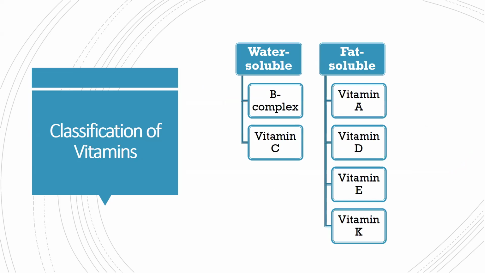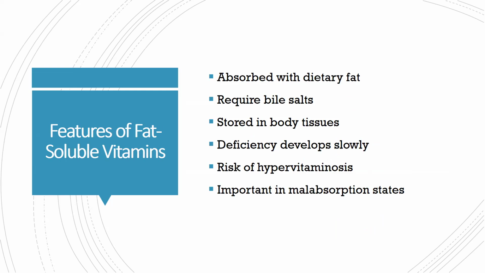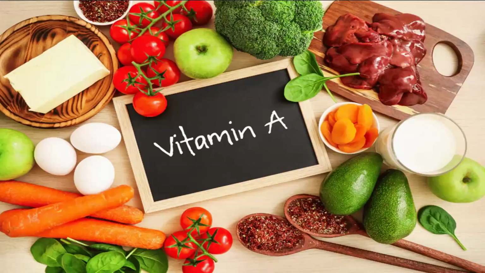So this is how we classify vitamins into the two categories: water soluble and the fat soluble vitamins. Water soluble include B complex and vitamin C, and the fat soluble vitamins include vitamin A, D, E, and K. These are some general features of fat soluble vitamins: that they are absorbed with the dietary fat. They require bile salts, are stored in body tissues, and the deficiency develops slowly. Risk of hypervitaminosis is there, and they are important in malabsorption states.